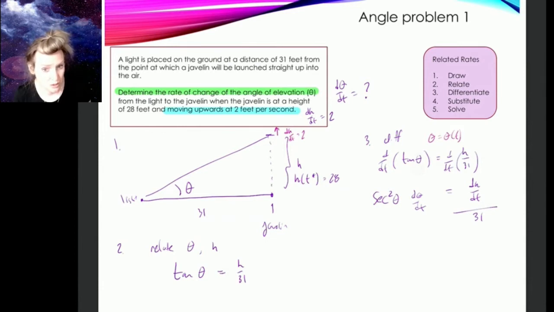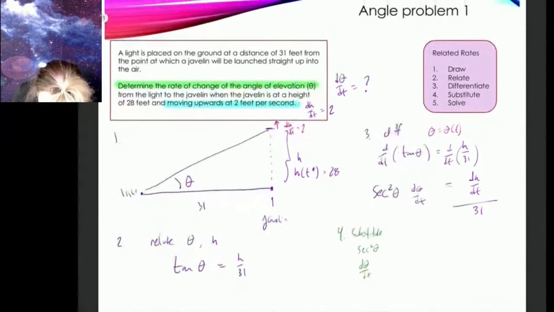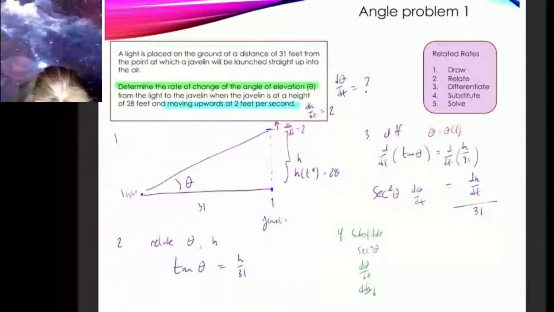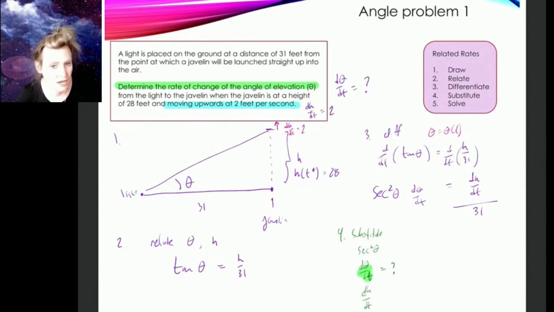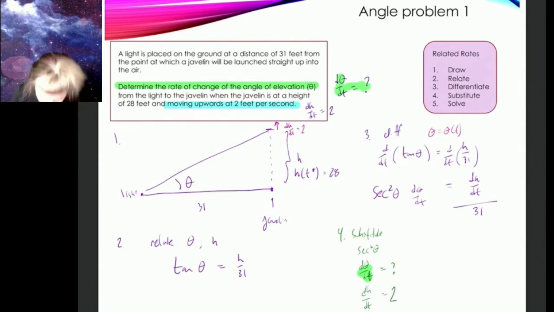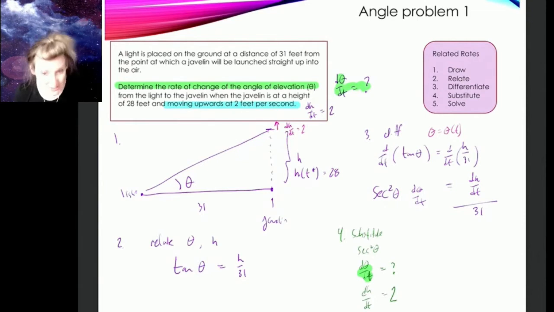And now we want to substitute as our 4th step. We're going to come up with values for secant squared of theta, d theta dt, and dh dt. D theta dt is my goal. I don't know what that is. That's my goal, right? Put that in green, a little green highlighter. Dh dt, that's 2 because we were given it, because the javelin is moving upwards at 2 feet per second. Secant squared theta is the part that we're going to need to work on.